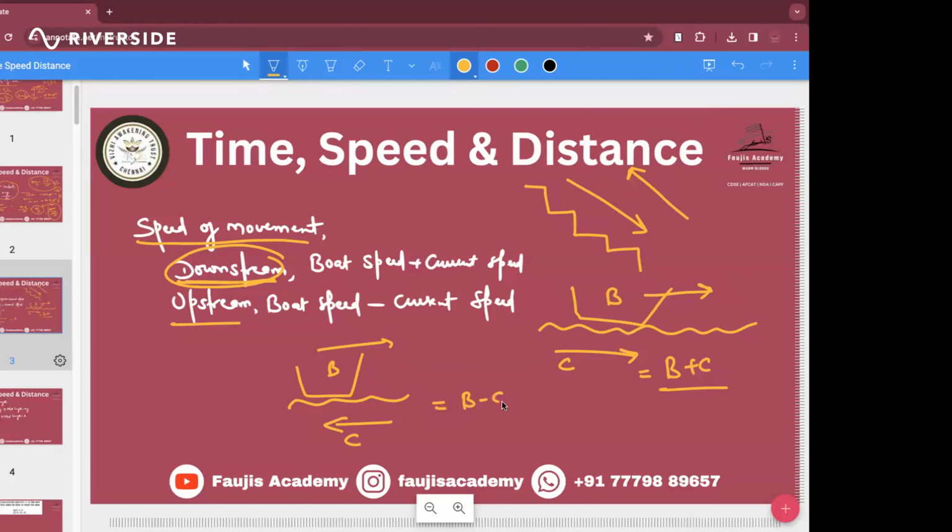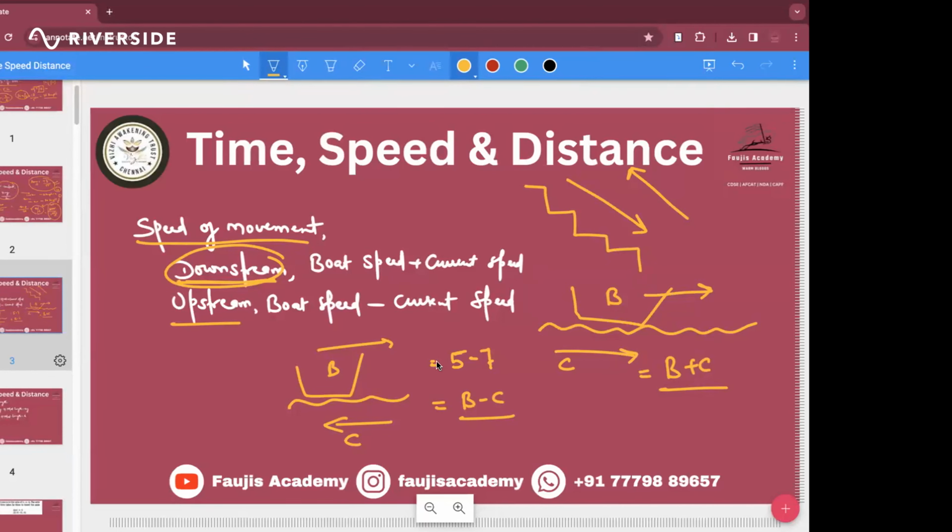Anybody? B minus C. B minus C, absolutely B minus C. Now tell me, one minute, Harish, this question is for you. If the boat speed is 5 and the current speed is 7 over here in this case, the current speed is opposite direction of the boat's direction. Will the boat be able to move? Will it move? If yes, in which direction? Right or left?